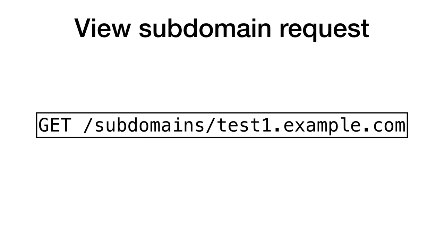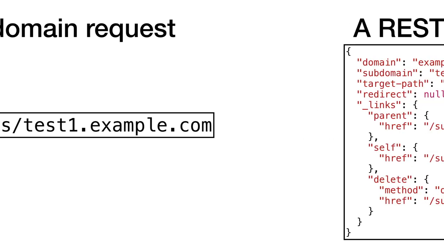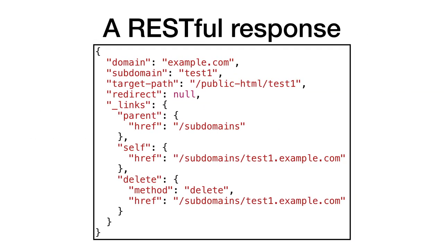If you remember when we viewed a subdomain request, the view subdomain request looks like this. This doesn't change going from level two to level three, but the response does. Now I've omitted the headers and so forth so we can focus on the response. What's different here is the presence of links. When you hear people talk about REST and about hypermedia or hypertext, they really just mean links.